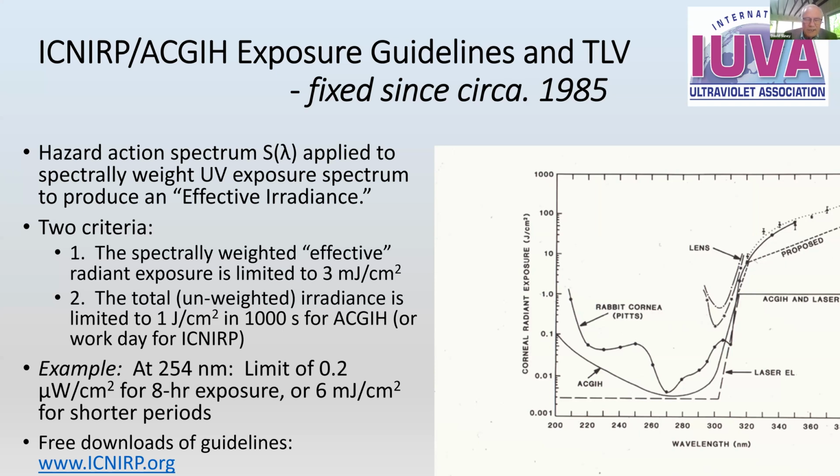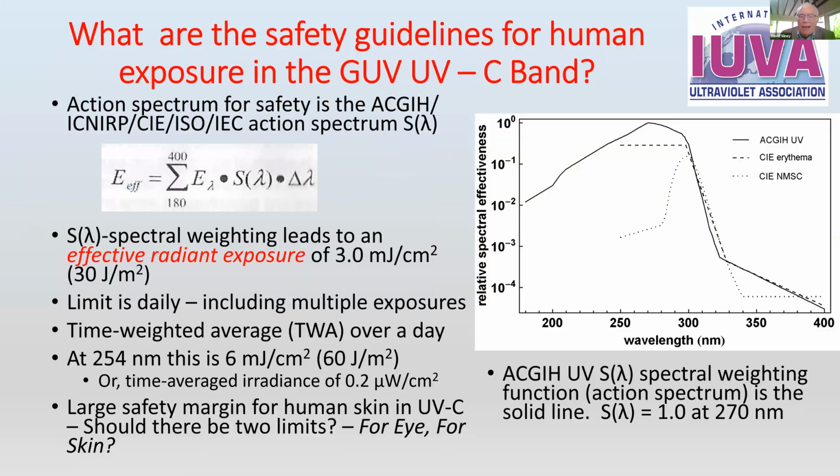For 222 nanometers, it's higher. It's up at 23 millijoules per square centimeter, so several times higher. And we see this mathematical expression, for those of you who like to see things mathematically, which is the spectral weighting formulation that we use to calculate the effective irradiance or effective radiant exposure. And we see over here, again, the same action spectrum that I had shown before. The key point is that there's a large safety margin for human skin exposure in the UVC. And now that there's a great deal of interest in germicidal UV again, it's been proposed to have a separate limit that's much higher for the skin.